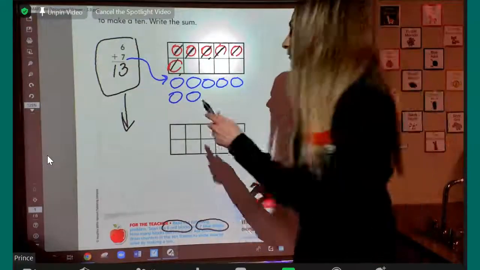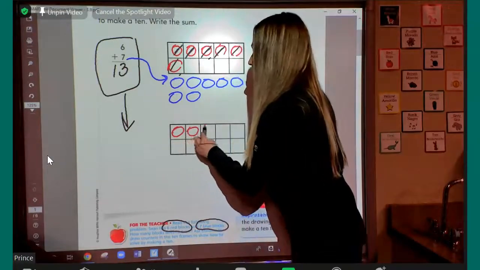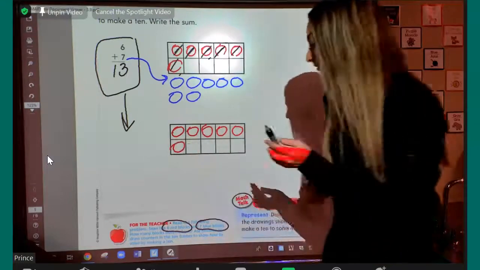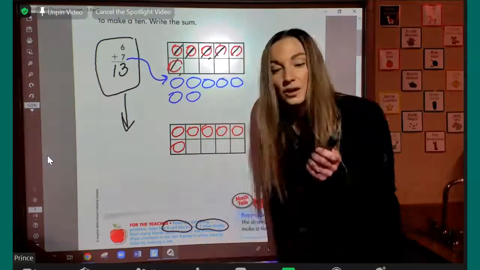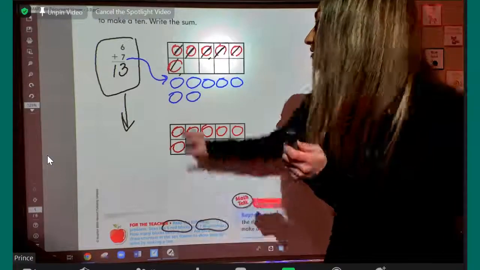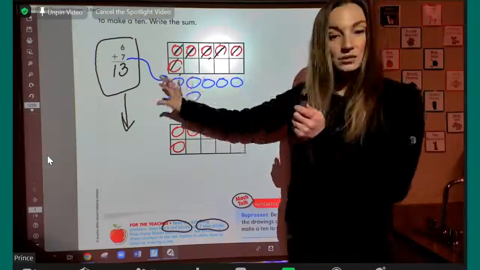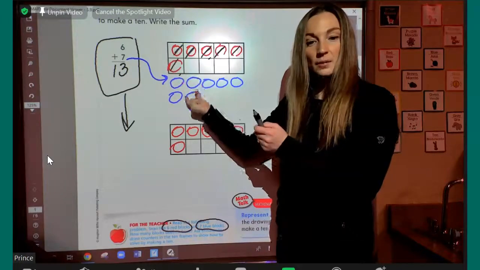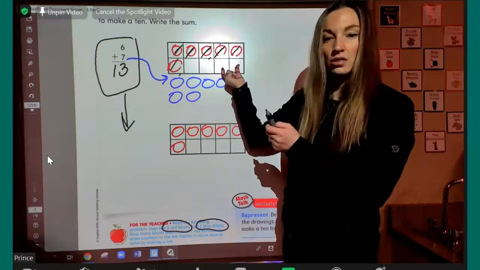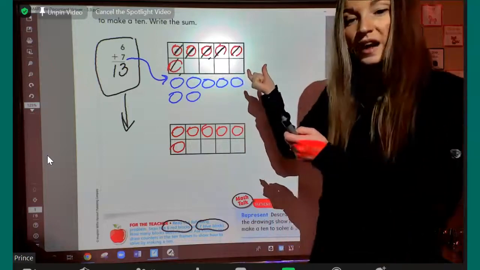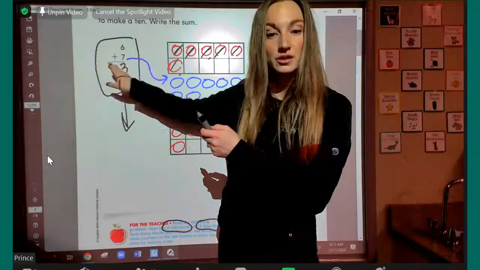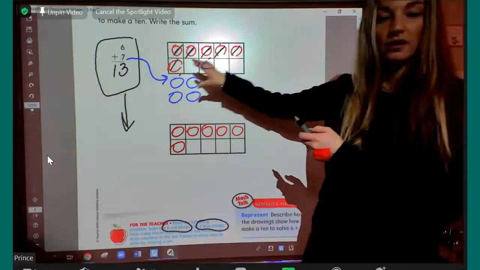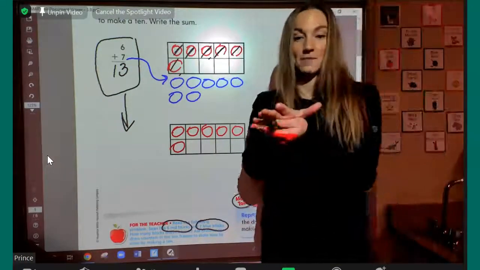So take your red crayon. 1, 2, 3, 4, 5, 6. Now we're going to take our blue, and instead of leaving all of the cubes outside, we're going to take just some of these ones and put them in there until the 10 frame is all the way filled. And when we do that, this part is going to look different because we won't have 6 separate from the 7. They're going to be put together.